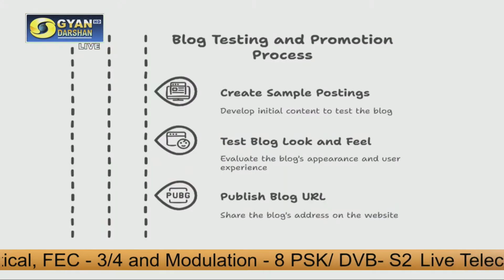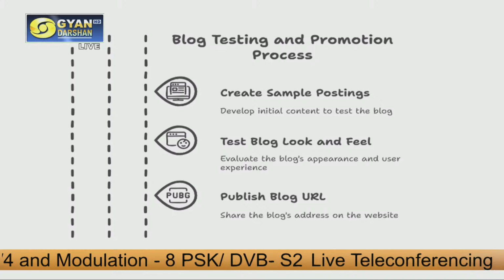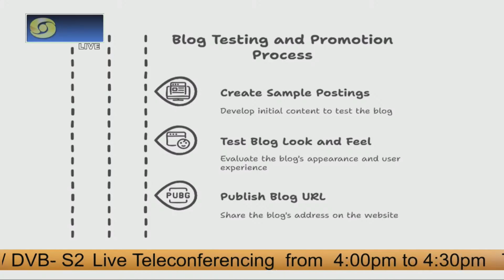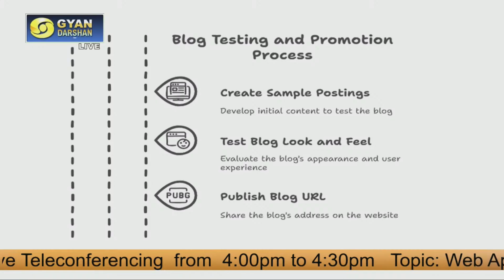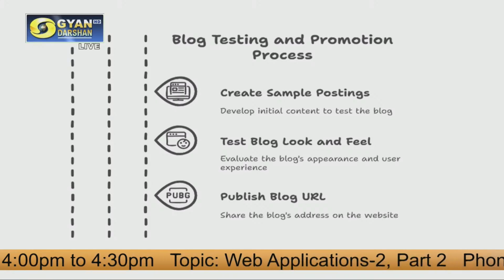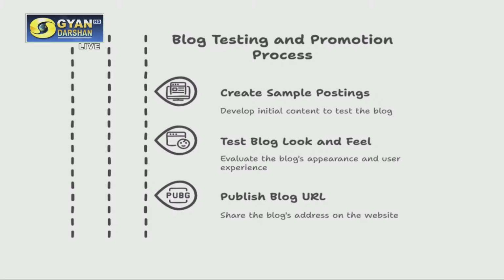Now, so far as blog testing and the promotional process is concerned, it is always recommended that you create a sample posting, and after posting, see the look and feel of the content posted onto the blog. Develop an initial content, test it on the blog and see how the look and feel is. Then, after evaluating the look and feel, you can publish the blog onto the URL. So this is the blog testing process.